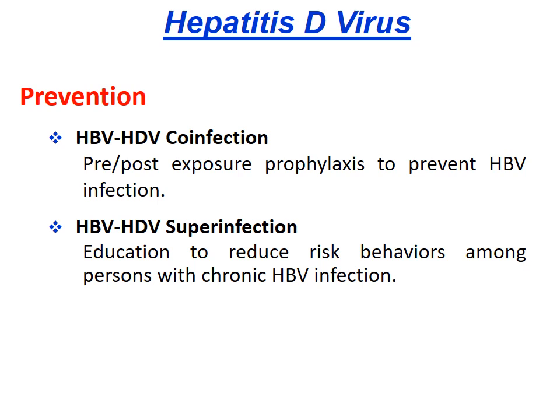Preventive measures: hepatitis B virus and HD virus co-infection can be prevented by pre- or post-exposure prophylaxis to prevent the HBV infection. When there is no HBV infection, there is no chance of HDV infection. HDV superinfection, and education to reduce risk behavior among persons with chronic HBV infection is necessary. But prevention of the HBV is actually prevention of the hepatitis D virus.